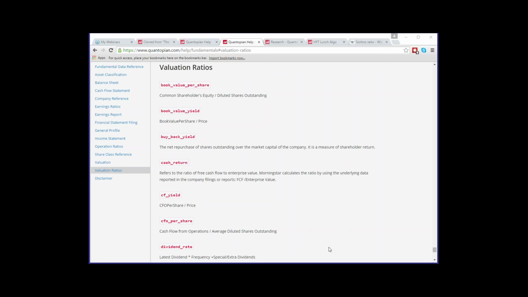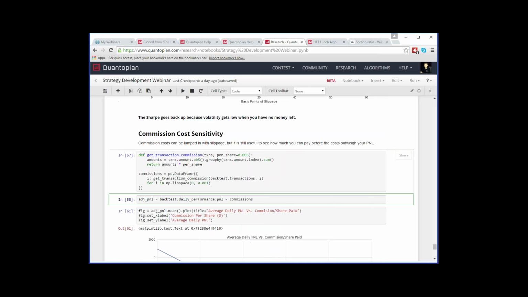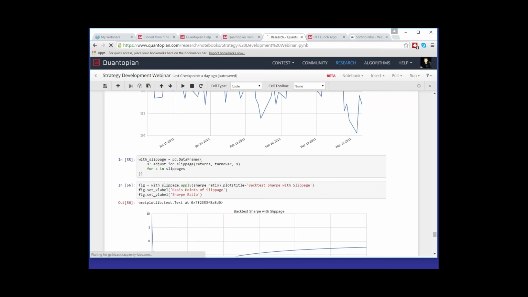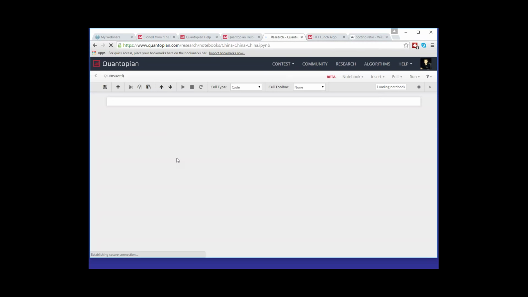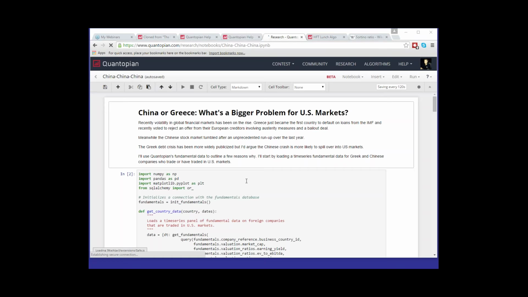So how can you access historical fundamental data? Right now, there's no history equivalent to the fundamentals data, but what you can do is, within the research environment, let's see if I have an example notebook. I posted this on China and Greece recently. This does query our fundamentals database and gets a time series. So using research is the easiest way to go about that right now.